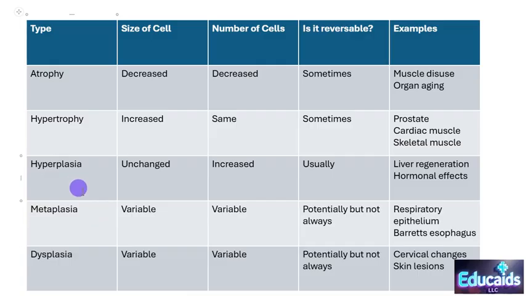Hyperplasia, the size remains unchanged, but now you have more of them, like liver regeneration. Metaplasia, the size of the cell may get bigger, may be smaller, may stay the same, same with the number. This is harder to reverse, and that would be like respiratory and esophageal changes. And dysplasia, this is the scariest because this is the most extreme adaptation or change to a stress. The size is variable, and so is the number. So let's go into examples because that just makes things make more sense when we see examples.